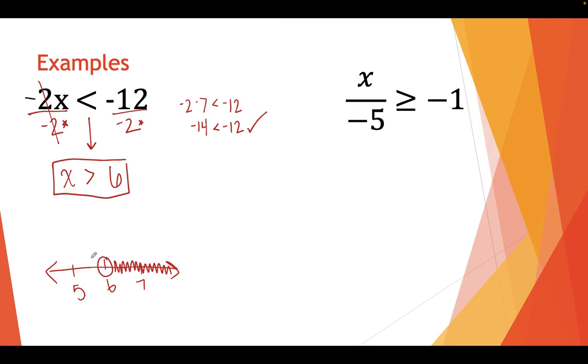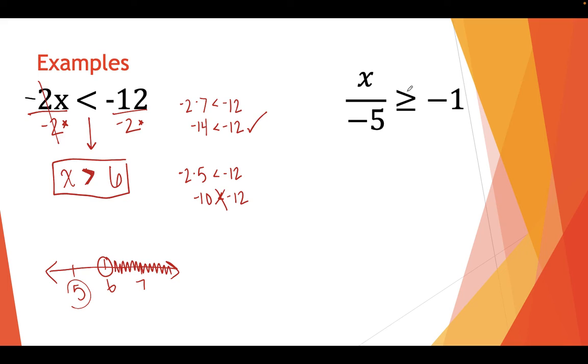If I accidentally forget to reverse my inequality sign to a greater than, then we're saying that anything less than 6 would be true. But if I plugged in a 5 into my original problem instead of a 7, negative 2 times 5 gives a negative 10, which is not less than negative 12. It's actually greater. So we need to flip the inequality symbol, because if we don't, the solutions that we're saying are true in the inequality are actually not true.